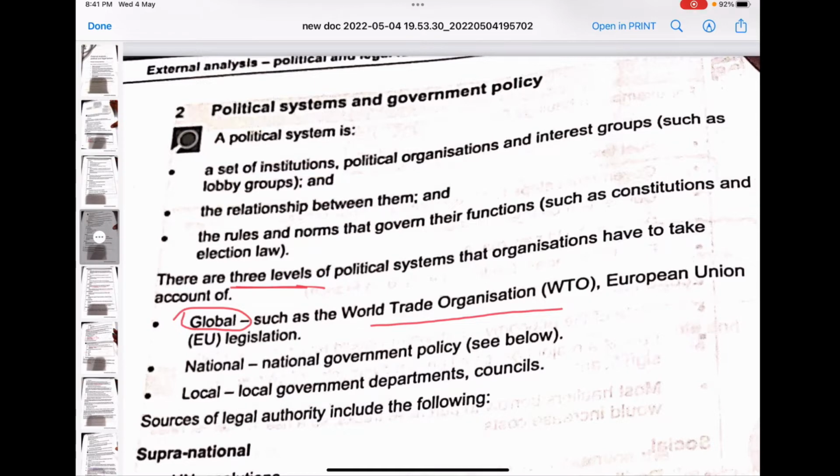There are three levels of political systems that organizations have to take account of. So, what are the three? The first one is global, which is worldwide, such as the WTO, World Trade Organization, and European Union legislation. National is national government policy, local is local departments, and so on. So, what are the three levels of political systems? Global, national, and local.